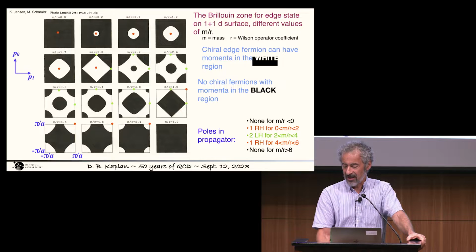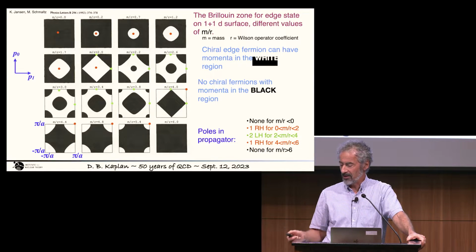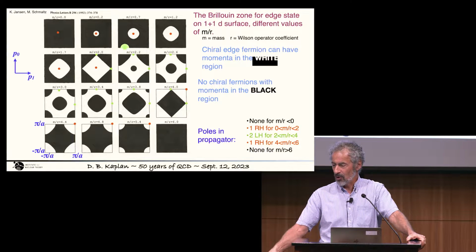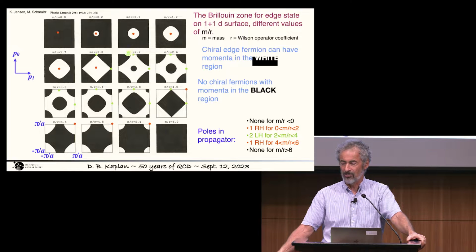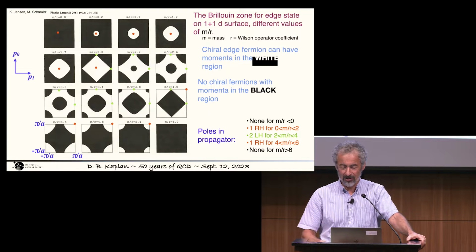And then the other thing is, where are the poles in the propagator? Well, in the top row of panels where the red dot is, you have a single fermion, and it turns out it's right-handed. However, when you go past a critical value, that mode is gone. There's no mode at p equals 0. Instead, you have two modes, one at (pi, 0) and one at (0, pi), and they're both left-handed. And then you continue raising m over r, and you end up with just one mode over here at momentum (pi, pi). That looks like a continuum mode also, but it's right-handed again. And then when you increase m over r too large, you don't get any surface modes.